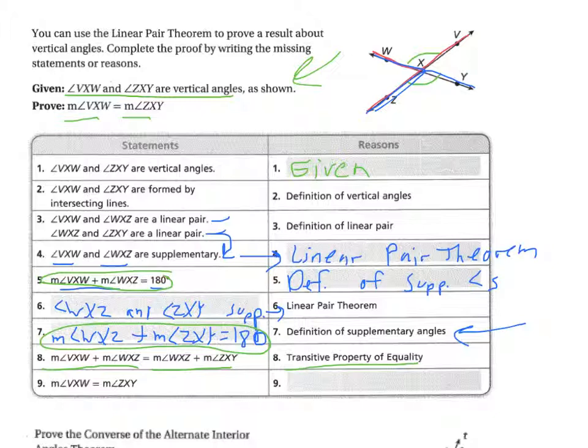So then once we do that, we end up with this next step, step 9. And you'll see that if they subtracted WXZ from both of those sides, we're left with VXW and ZXY. And that would be the subtraction property of equality. Okay, so now we've proven that if they're vertical angles, they're congruent.